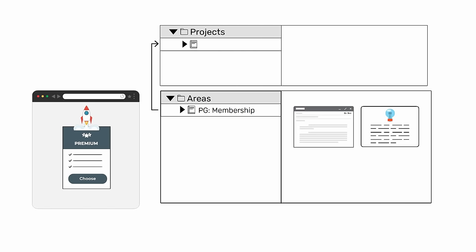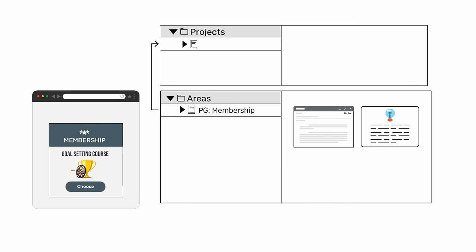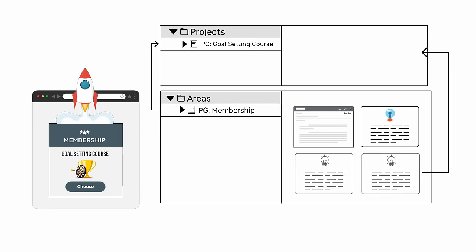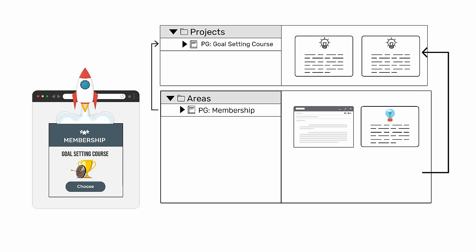When I first thought of building a goal-setting course inside my membership, ideas for that course went into my PG: membership notebook. But the instant I decided to build and release that course, I made a project notebook titled PG: goal-setting course in the project section of my second brain and moved all the notes on the course to that notebook. Now let's talk about resources.